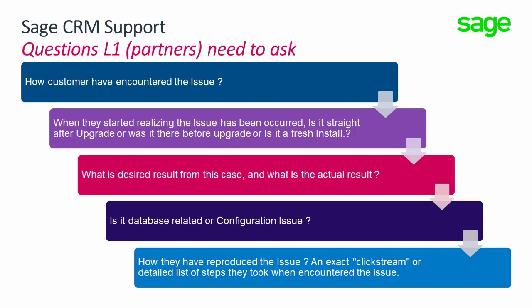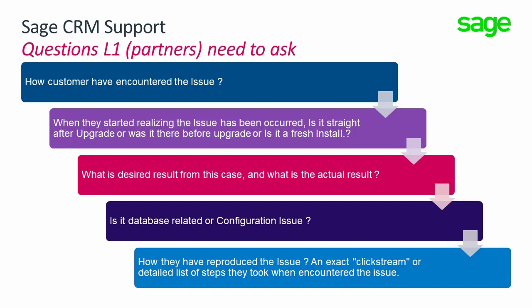Next is whether it is a database related or a configuration issue. The L1 team should know, is it data related or is it an environmental issue? This is the most important thing, because sometimes it's very confusing whether the issue is coming from any corrupted data, or if any service has been broken, or any Microsoft updates are causing the issue. So this is very important to distinguish whether it is a database related or an environmental issue.